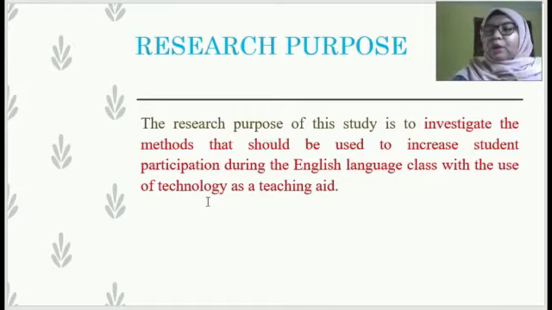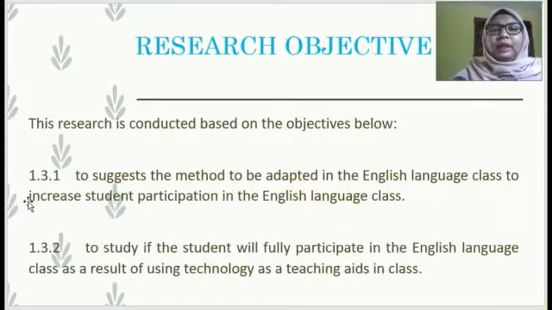Okay, next, the research objectives. There are two research objectives. The first one is to suggest the method to be adapted in the English language class to increase student participation in the English language class. Okay, the second one is to study if the students will fully participate in the English language class as a result of using technology as a teaching aid in the class.